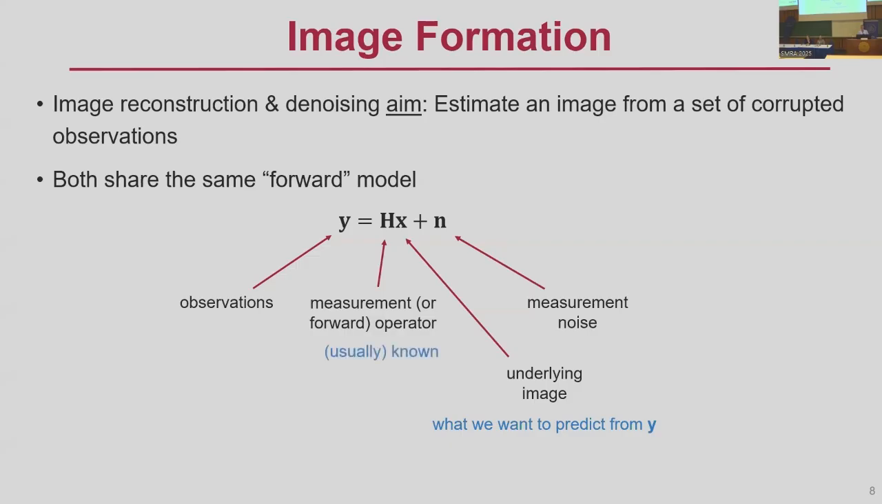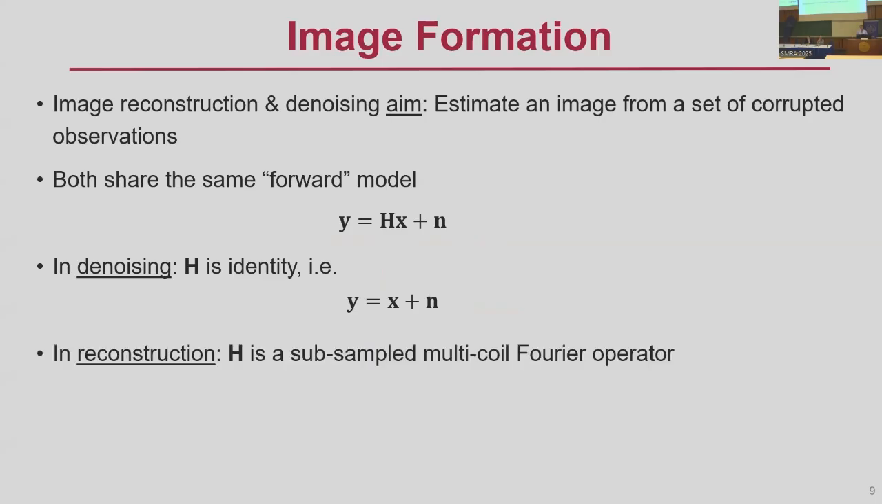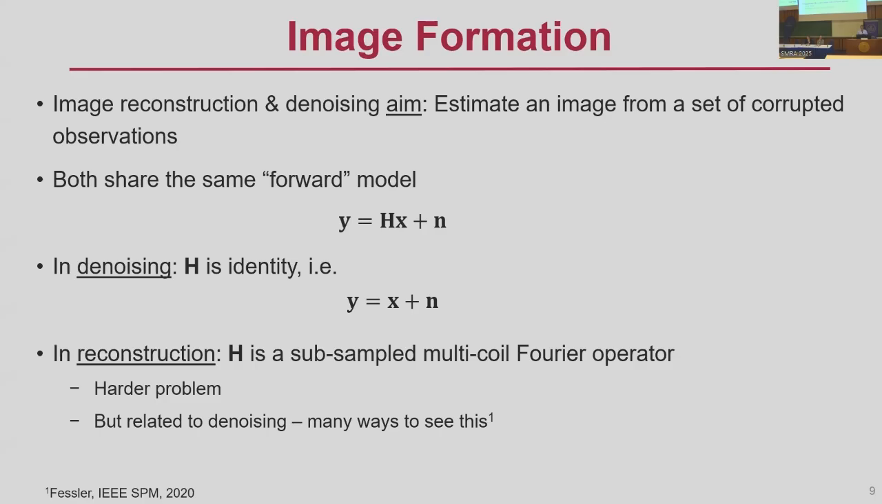The measurement operator is usually known. There might be some uncertainty there too, but we usually take that as known. And then we usually know the statistics of the noise, which is modeled as complex Gaussian when you're dealing with complex data, or you might be doing some Rician denoising as well. In denoising, this is slightly easier. The forward operator is the identity operator, so you're just observing the original image in some noise. In reconstruction, it's a subsampled multi-coil operator, so that's a harder problem, but they're related to denoising.